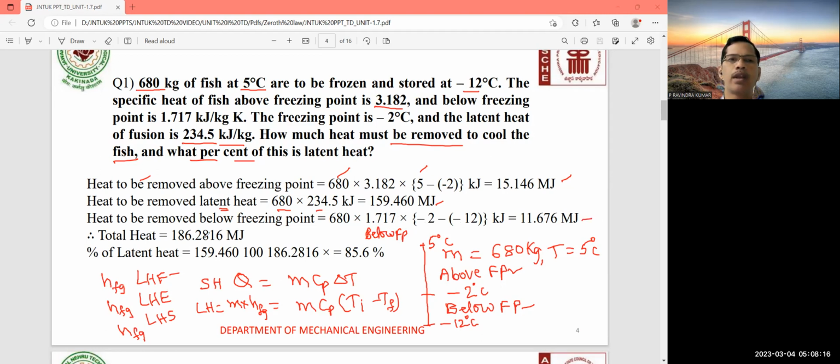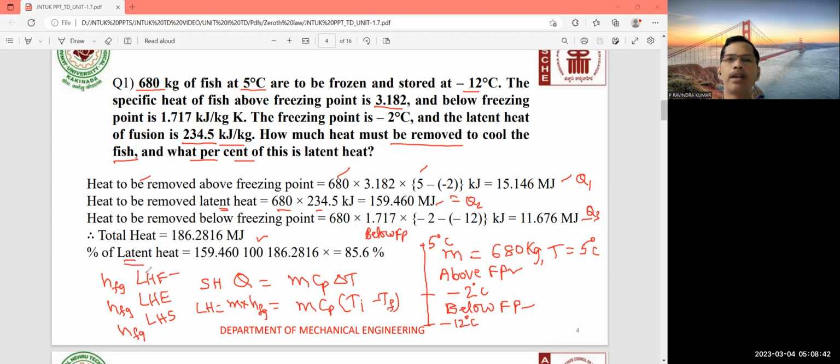So what is the total heat if you add these? In this case this is Q1, this is Q2, this is Q3, the total heat. That total heat you will get as 159 plus 15 plus 11, so it is around 186.28 megajoule. But here it is asked what is the percentage of the latent heat.